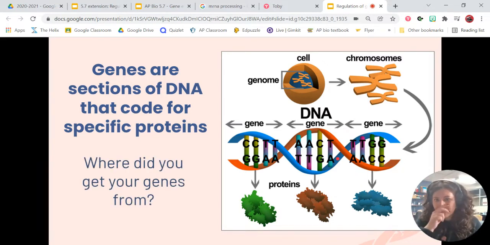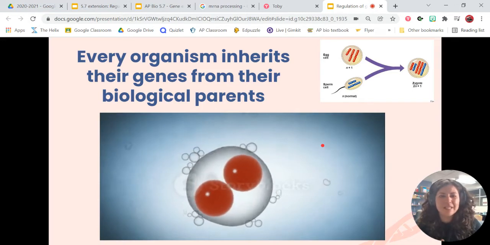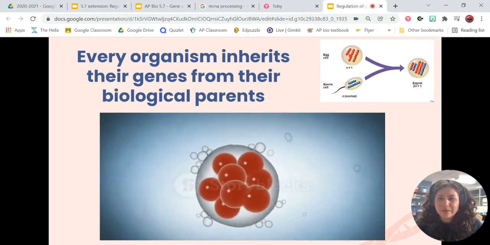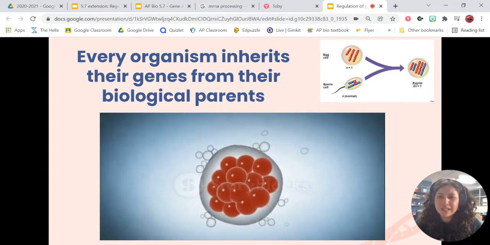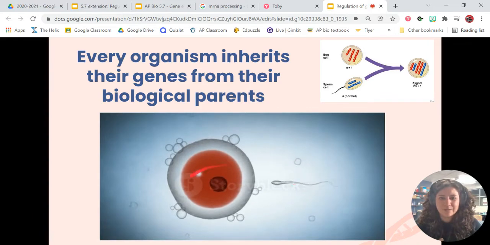But what I want you to think about today is, to start, where did you get your genes from? Yeah, so every organism inherits their genes from their biological parents. In other words, we have an egg cell and a sperm cell, and during fertilization, those two cells come together and make a zygote. So that's what we can see down here.